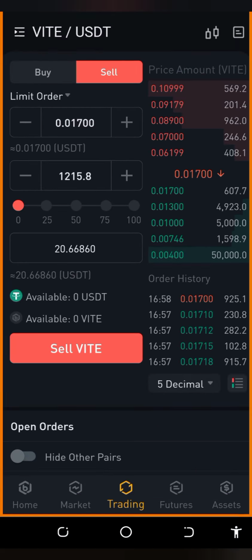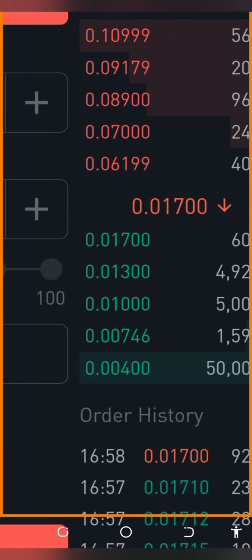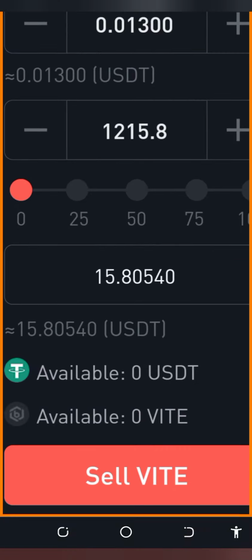If I was going to sell my 1,215 pieces, I'm going to have to wait in the queue for a while, because only half of this might execute. This is 0.01700. So if I just even pick this 0.01300, wow, this is terrible. I'm not going to make any money. See what's going to happen here? It's going to chop off a whole bunch of my money.